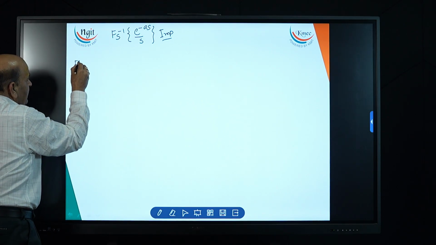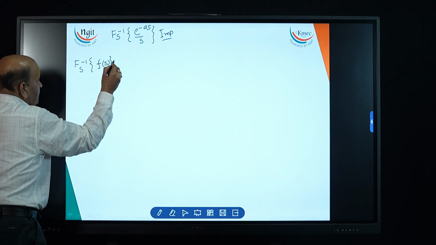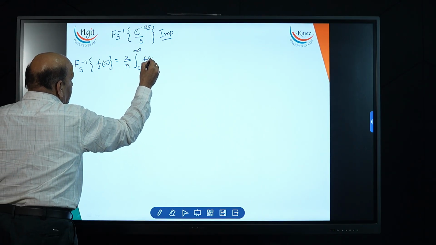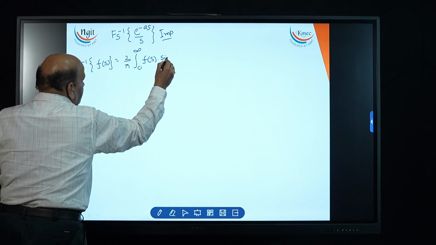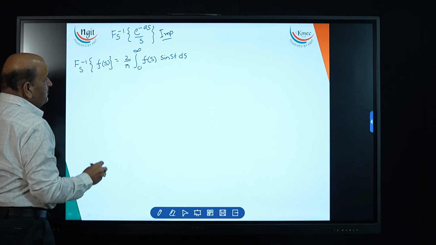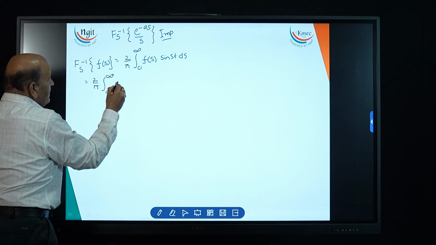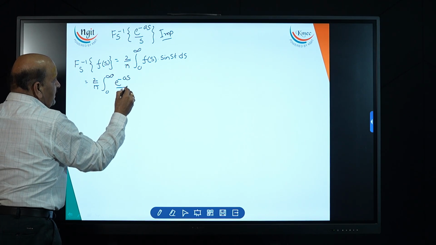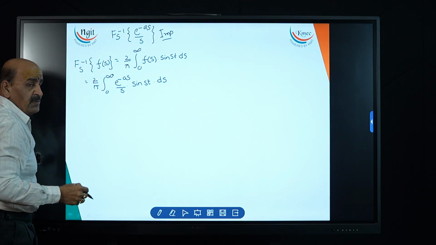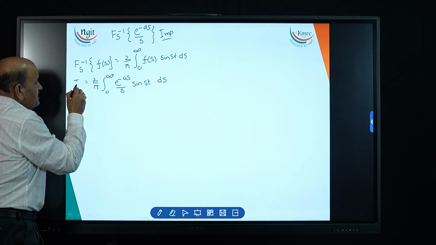Now, what we have to find is the Fourier sine transformation of any given function f of s. Because of the inverse, keep the constant 2 by pi, integral 0 to infinity f of s into sine st ds. Now this is equal to 2 by pi integral 0 to infinity e power minus as by s into sine st ds. Now in the denominator the s variable is there, and that s variable should be removed. Therefore let the integral be equal to I.